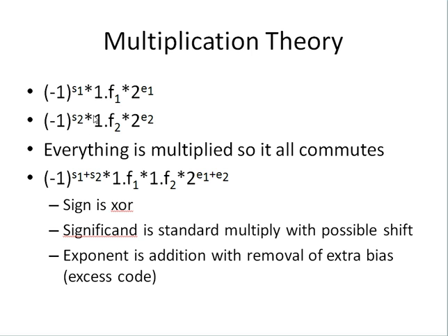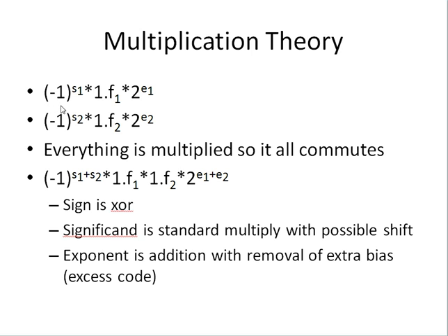-1 to the sign of the second one times 1 dot the fraction of the second one times 2 raised to the power of the second one's exponent. Since everything inside here is all multiplication, and we're multiplying the two numbers, it's just a whole bunch of multiplication. Multiplication commutes. That's actually not totally true. Floating point numbers you can show don't work, but in this case we can go with that it commutes.